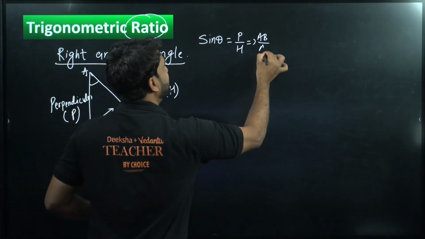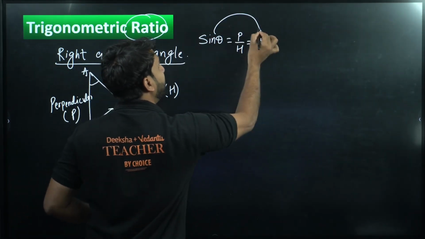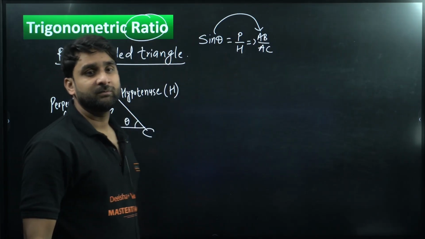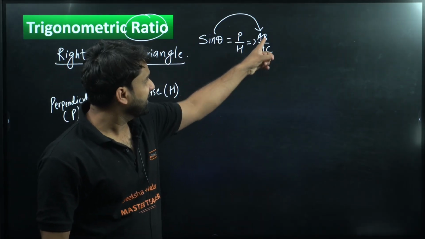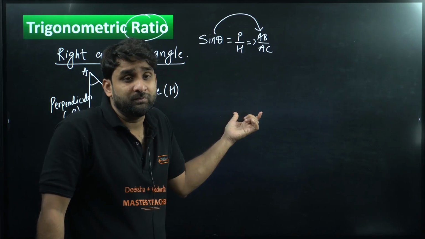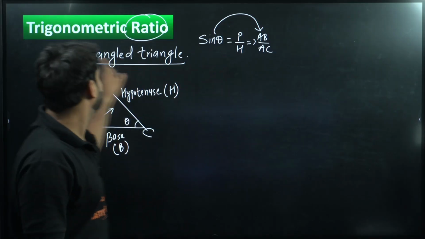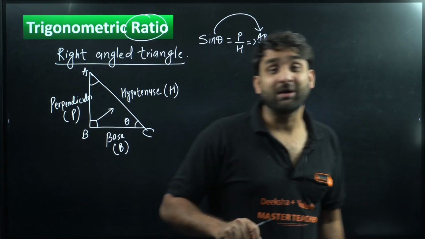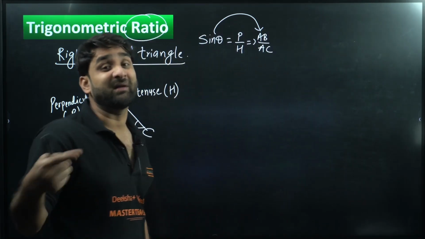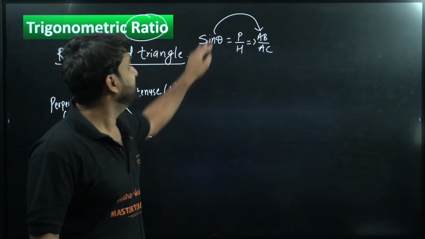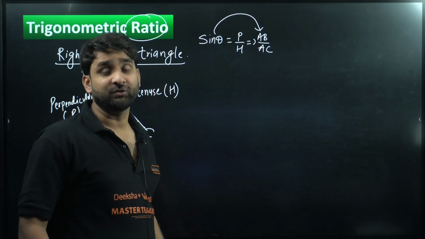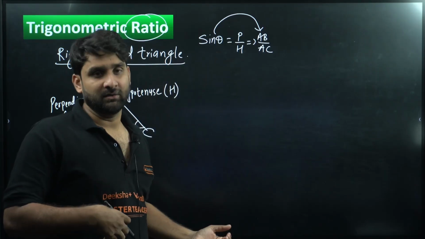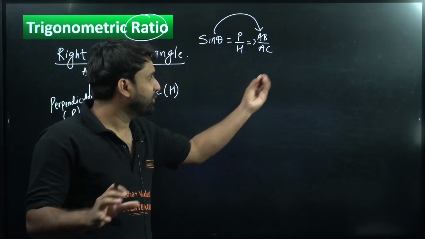So this is sine theta here, and this is called trigonometric ratio, because something divided by something we have written here. Something divided by something, that is called ratio. And this is trigonometry, and the topic name is trigonometric ratio. Now you might be thinking, sir, how to memorize this? How did you come to know sine theta is perpendicular by hypotenuse? How can we store it in our mind? Right, so I'm going to give you a short trick here, don't worry.